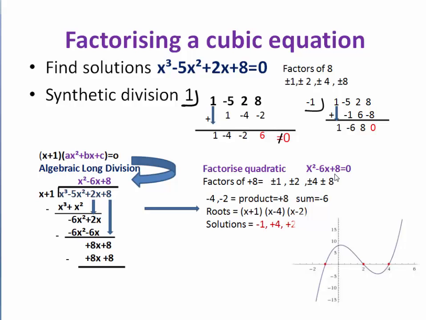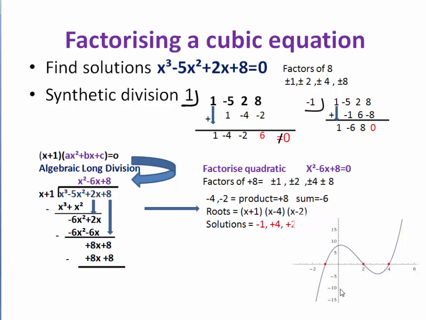We get the factors of plus 8, which are plus or minus 1, plus or minus 2, plus or minus 4, plus or minus 8. Minus 4 and minus 2 gives a product of plus 8 and a sum of minus 6, which is what we're after. And then the two roots from this quadratic are x minus 4 and x minus 2. And for the solutions, we reverse the signs, plus 4 and plus 2. So the three solutions become minus 1, plus 4, plus 2.